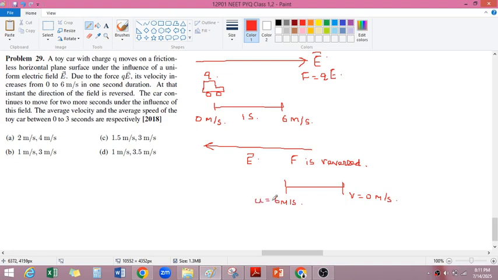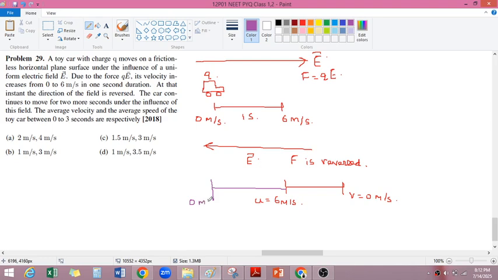Only after becoming 0 meter per second, then it will start moving in the opposite direction. The car continues to move for 2 more seconds under the influence of this field. The average velocity and the average speed of the toy car between 0 to 3 seconds. So for your understanding, I can redraw this over here.